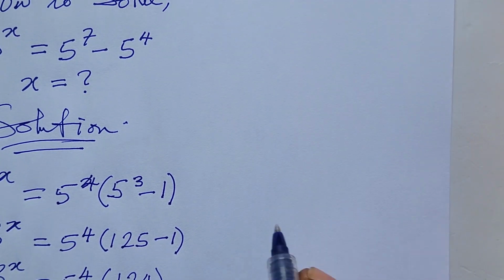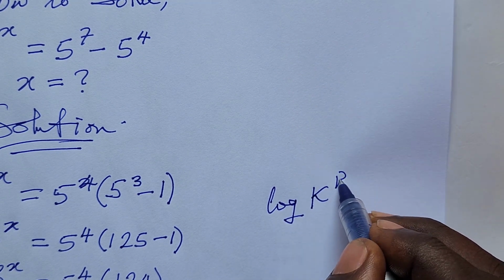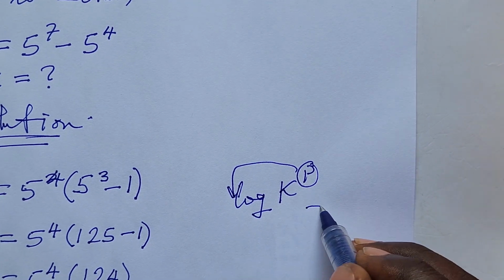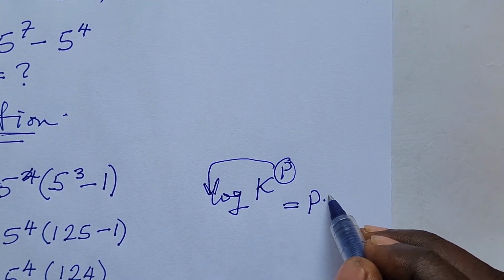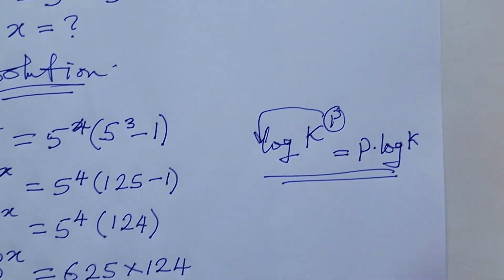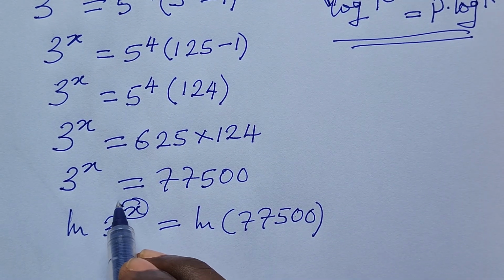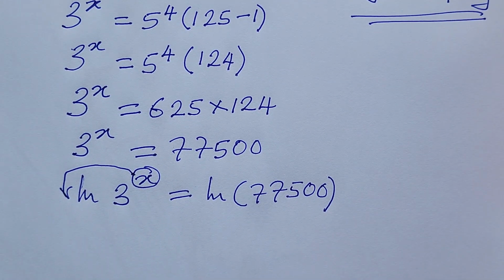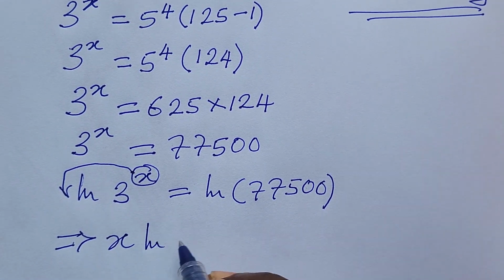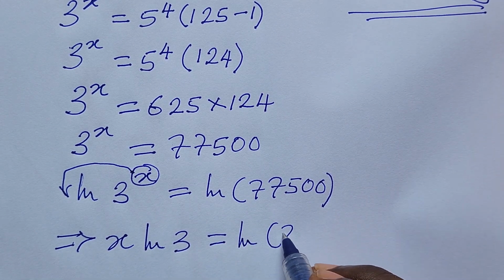Okay, so remember the law of logarithms. We say that if you have log of k to the power of p, then move this p as an exponent back here. So this will now give us p times log of k. Right? So if we apply this law here, then we can rewrite this expression we have here now, by moving this exponent x back here. So this will now imply that x ln of 3 is equal to the ln of bracket 77500.